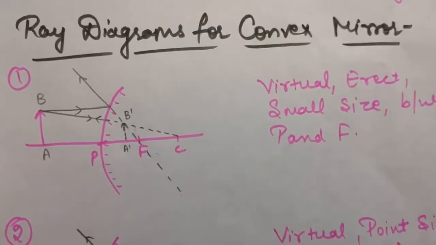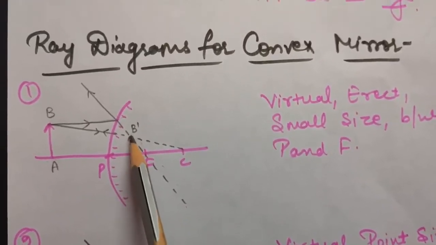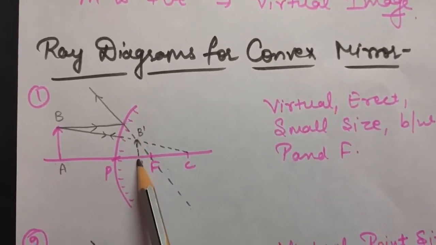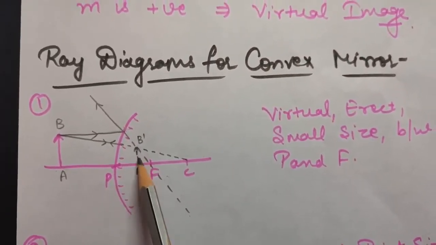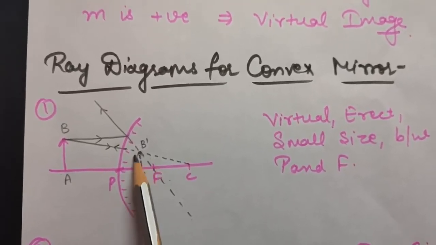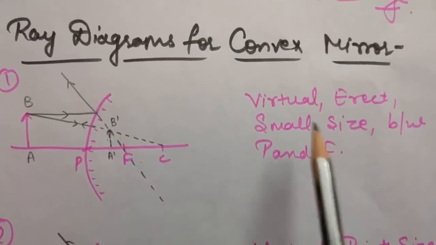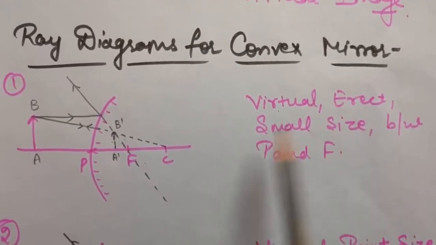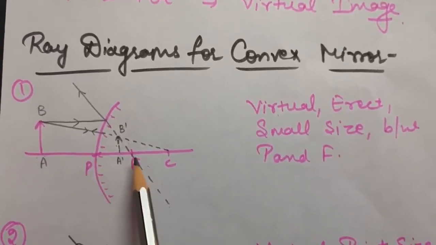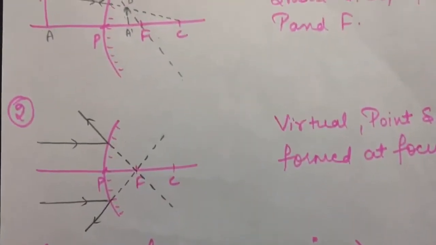Okay. So now as you can see, this point is the point of intersection of reflected rays. So therefore here the image will be formed, and again because these rays are just appearing to meet here, therefore this will be a virtual image. Okay, so now therefore the image will be virtual, erect, small in size, and it will be formed between P and F.